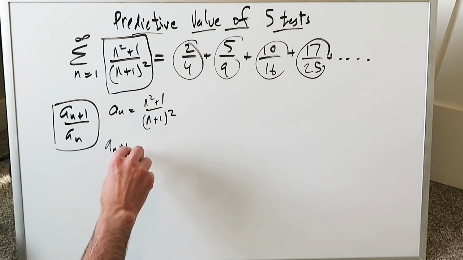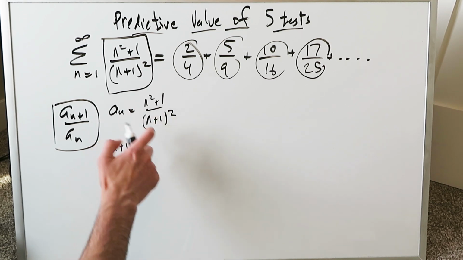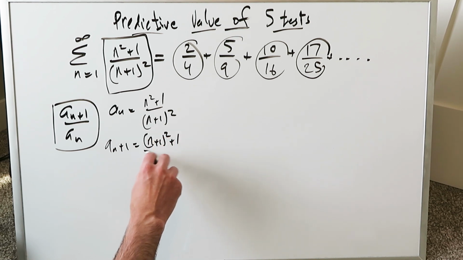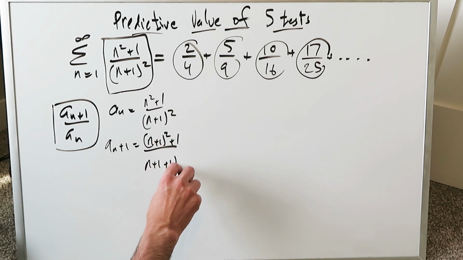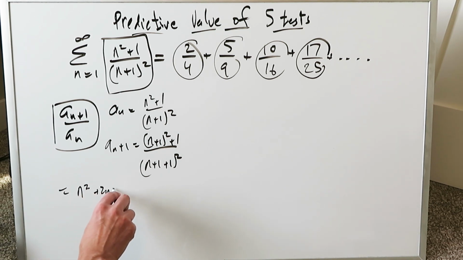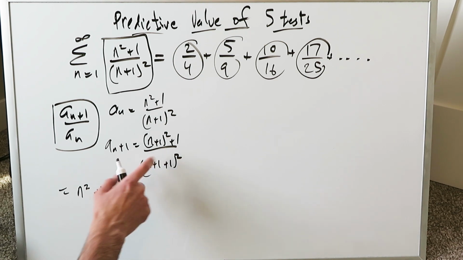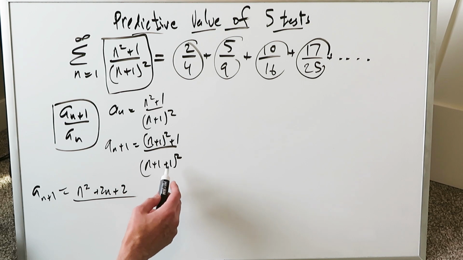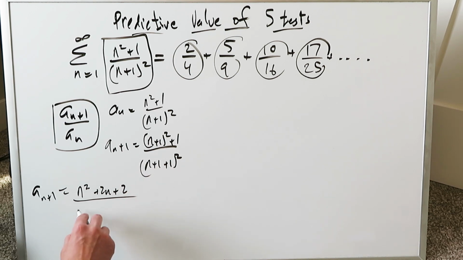Your a_{n+1} term is going to be n plus 1 coming here in place of n. You'll have (n+1) whole squared plus 1, divided by (n+1) whole squared. You can simplify that. You'll end up having n squared plus 2n plus 2 right here in the numerator, the a_{n+1} term. Here you're going to end up seeing (n+1)+1, which is (n+2) whole squared. That's going to be n squared plus 4n plus 4.